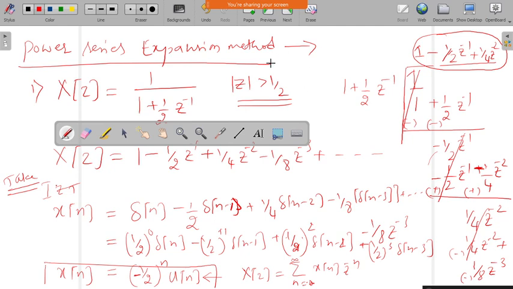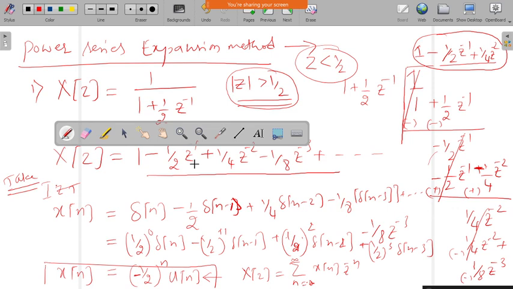So whenever the ROC is greater than the pole, we need to express it in terms of z power minus terms, and whenever it is less than 1 by 2, say, so it is a negative sided sequence, then you have to express it in terms of the positive powers. So for the same problem, if you give ROC z less than 1 by 2, then you need to express the series in terms of the positive powers of z.